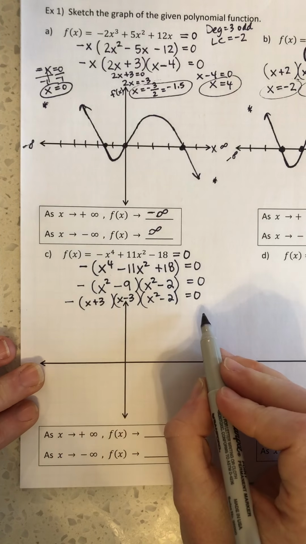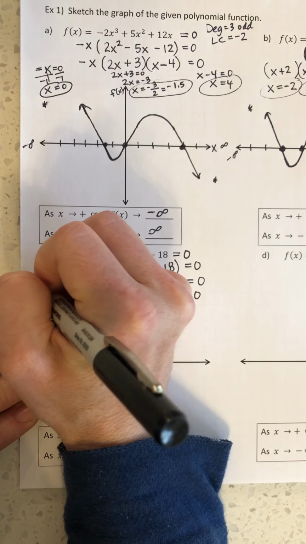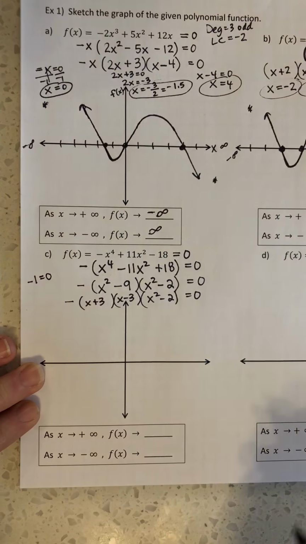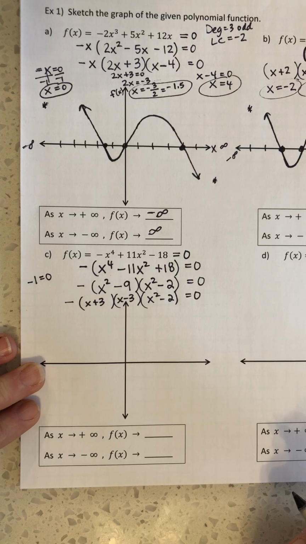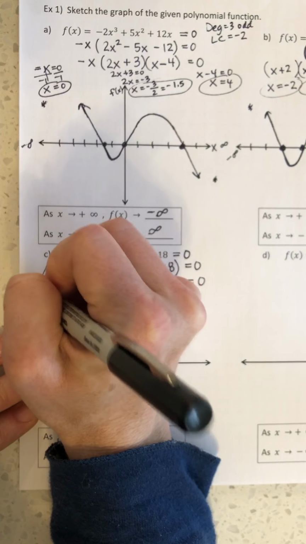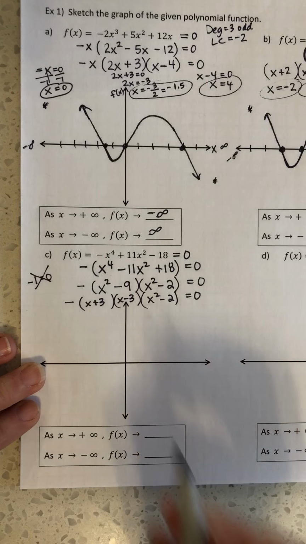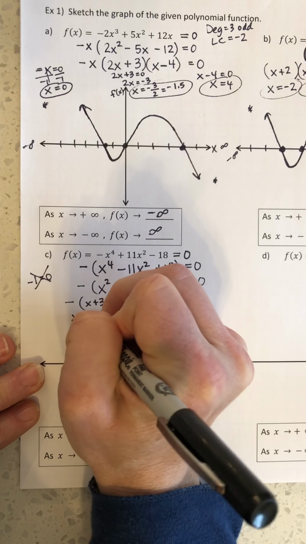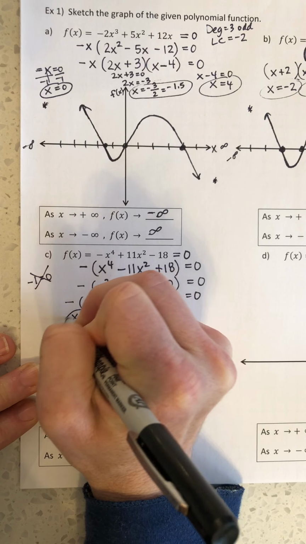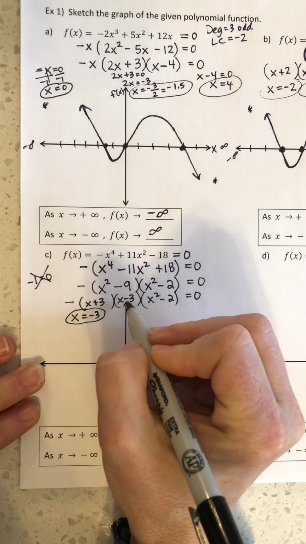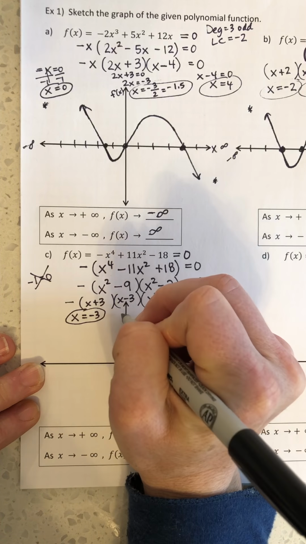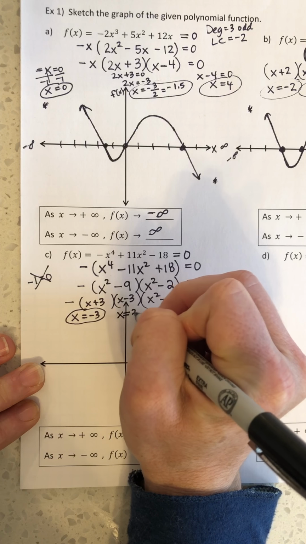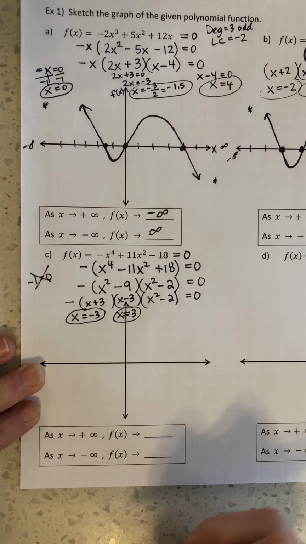If you set all your factors equal to 0, if I set negative 1 equal to 0 and solve, well, that doesn't make any sense. Negative 1 does not equal 0, and there's no variable to solve for. So I don't get an answer from that factor. If I set x plus 3 equal to 0 and solve, I get x equals negative 3. That's one of my x-intercepts. If I set x minus 3 equal to 0 and solve, I get x equals positive 3. So that's one of my x-intercepts.